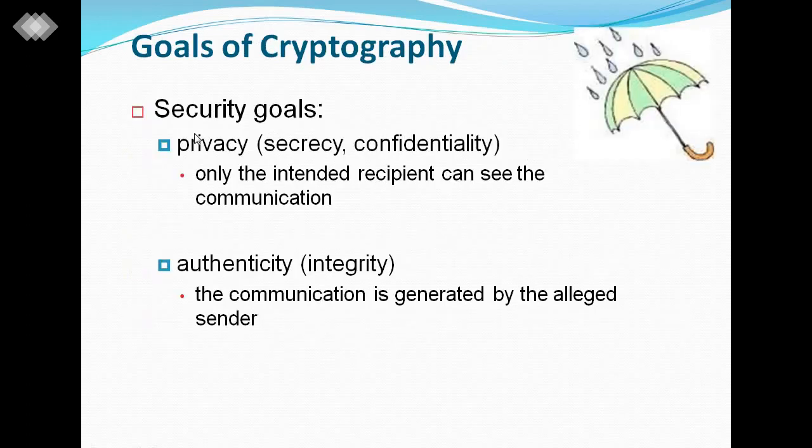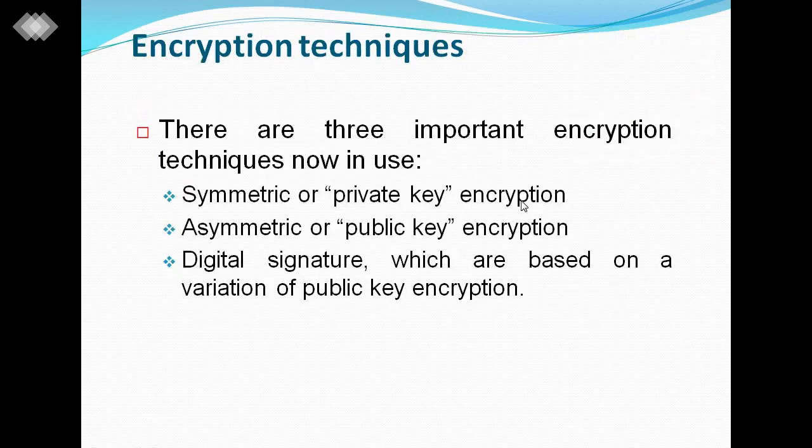Some goals of cryptography are privacy and authenticity. Privacy gives us security and confidentiality, so that only the intended recipient can see the communication. Authenticity means integrity, meaning the communication is generated by the legal sender. So these are the goals of cryptography. In encryption techniques, there are three types used: first, symmetric or private key encryption; second, asymmetric or public key encryption; and third, the digital signature, which is used as a variation of public key encryption.